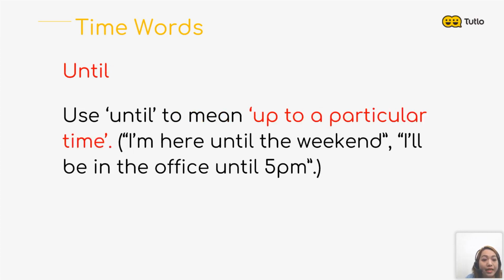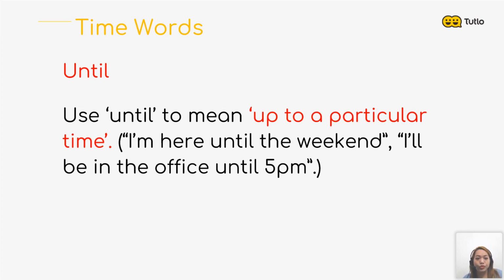You use until to mean up to a particular time. This one is the same as during; it is not used so much in the lessons, I noticed. You use until to mean up to a particular time. I'm here until the weekend. I'm here until 7:30. I'll be in the office until 5 p.m., and I'll be on the platform until 10 p.m. tonight. You see? Good. Until, up to a particular time.